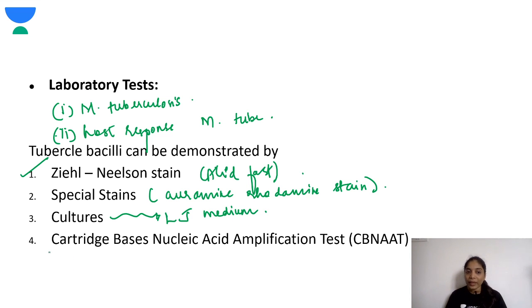Another very important thing which has made the diagnosis of tuberculosis very easy is the cartridge based nucleic acid amplification test, which is also called the CB-NAT. You have to read a lot about this, because this is a very important test right now in the diagnosis of tuberculosis, and a lot of questions might come from this topic. So when you're reading tuberculosis, you have to give more importance to CB-NAT.